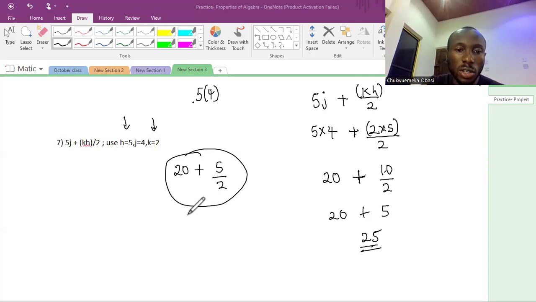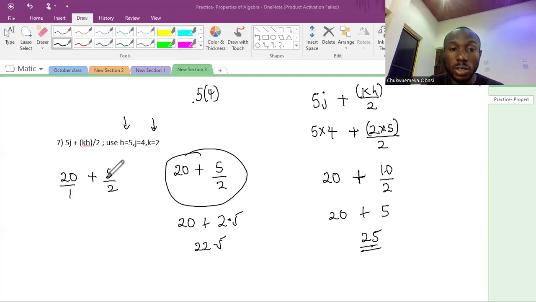So for this one, you're going to have 20 plus 5 divided by 2, which is 2.5. And that will give us 22.5, if you want to take it that way. Or you can go ahead and do it this way. You see, we are doing so many things in this lesson. 5 divided by 2, this is over 1. 20 over 1 is the same as 20. So if I wanted to have the same denominator, the denominator here is 2. I can go ahead and multiply the 20 over 1 by 2 over 2, because 2 over 2 is just 1.